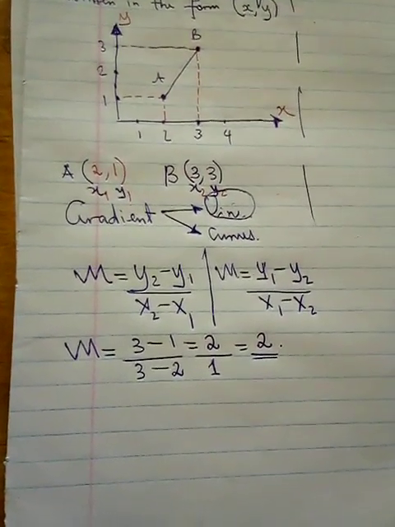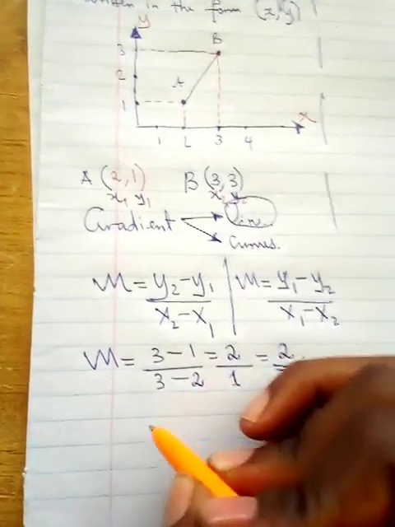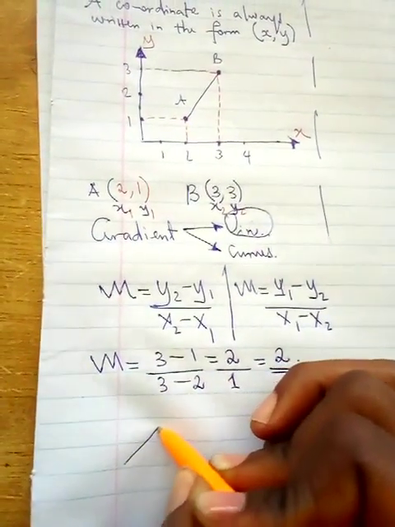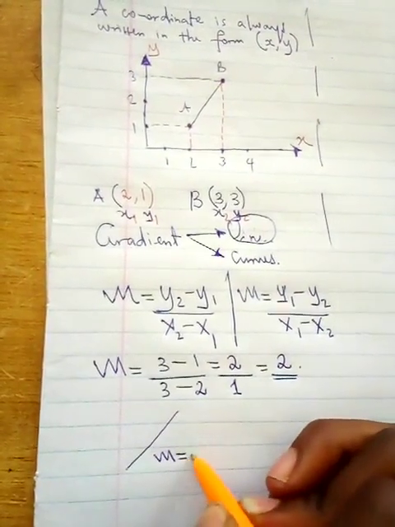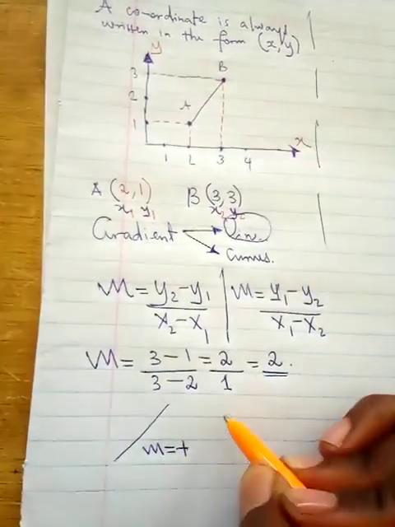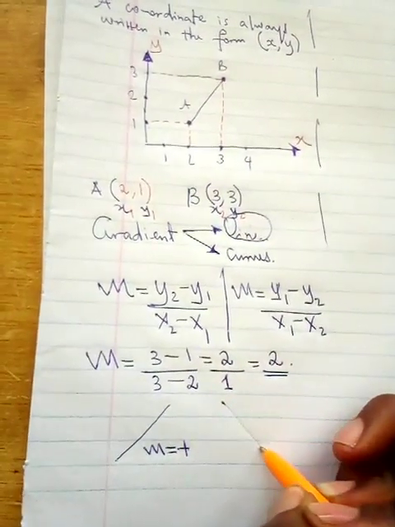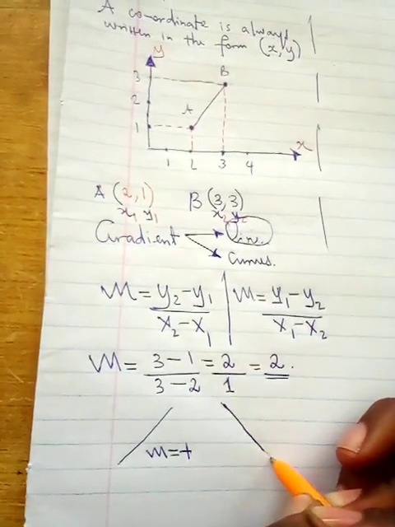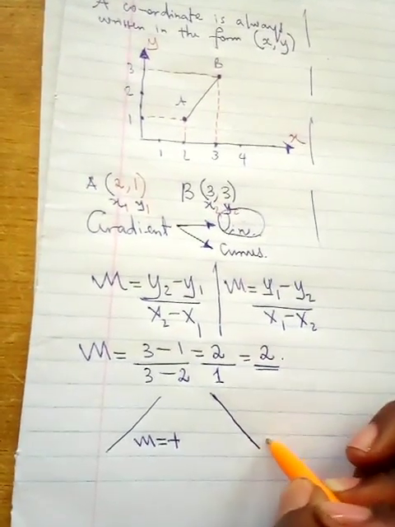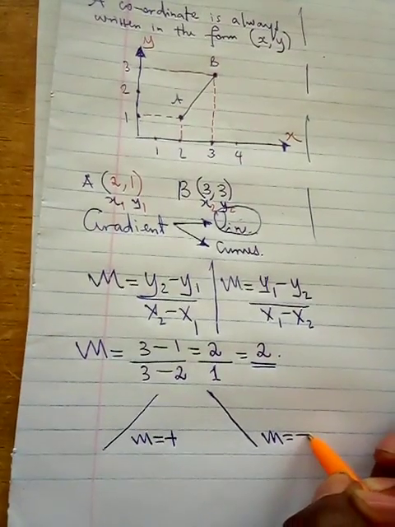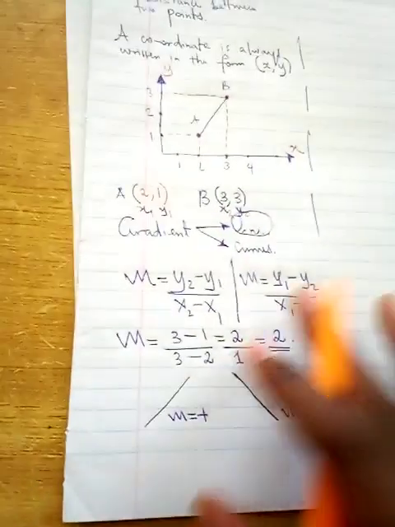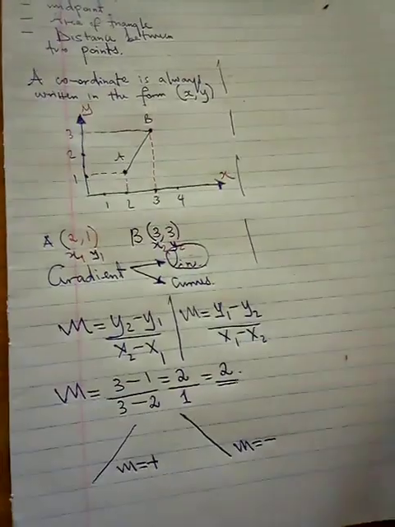What other key things do I want you to know? If the line is increasing in this way, the gradient will be positive. If the line is in this format, decreasing, the gradient will be negative. The other key thing that I also want you to understand is this.